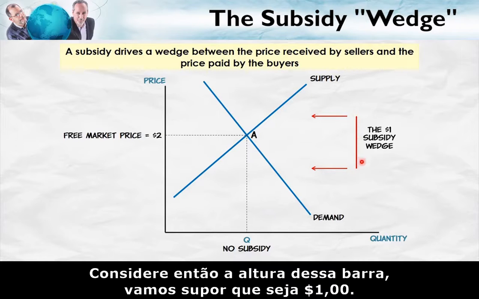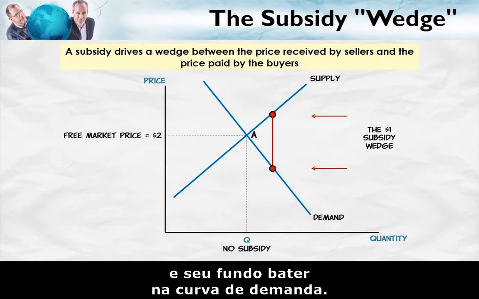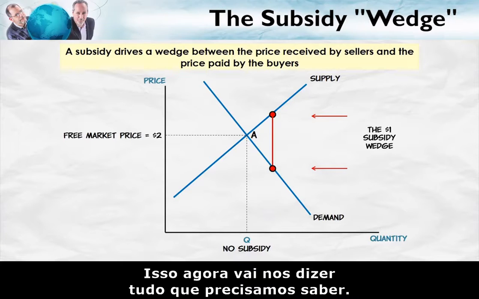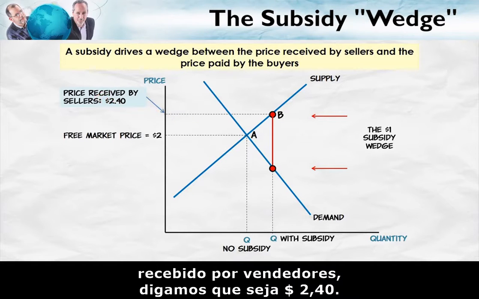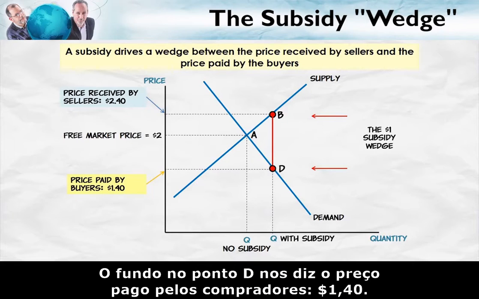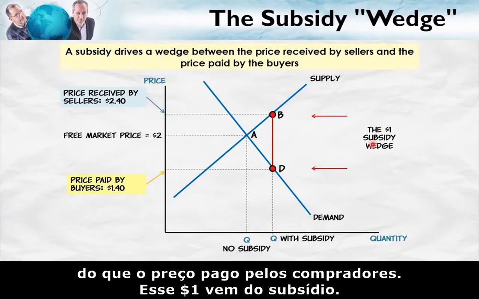So now consider the height of this wedge. Let's suppose that's $1. And let's drive it into the diagram until the top hits the supply curve and the bottom hits the demand curve. This is now going to tell us everything we need to know. So at the top, at point B, this tells us the price received by sellers. Suppose that's $2.40. The bottom, at point D, tells us the price paid by the buyers, $1.40. Notice that the price received by the sellers has got to be $1 more than the price paid by the buyers, the $1 coming from the subsidy.